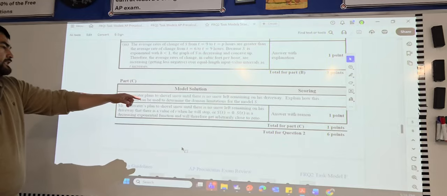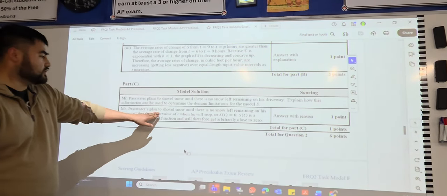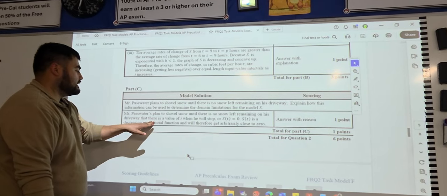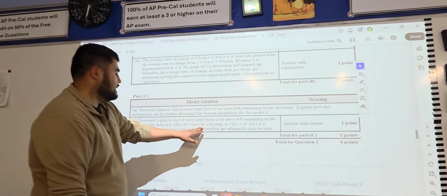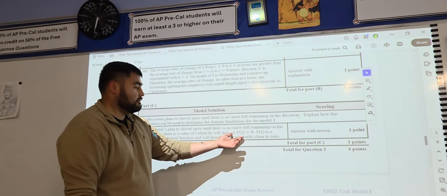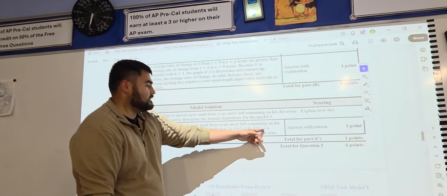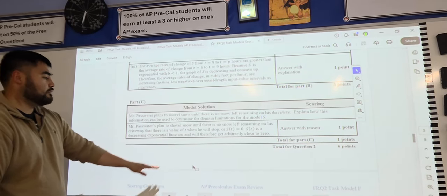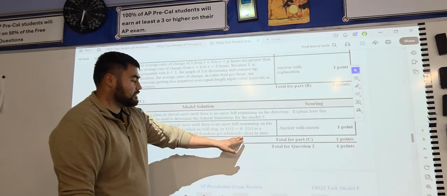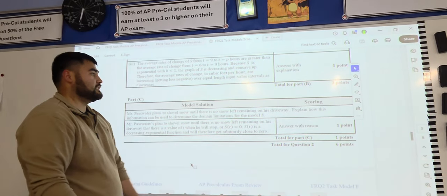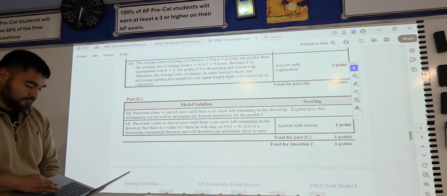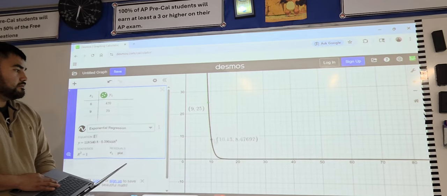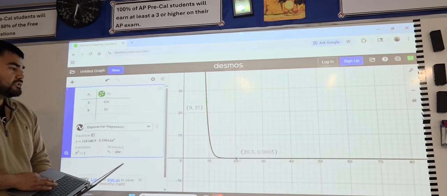The answer with reasoning to get a point says Mr. Passwater plans to shovel snow until there is no snow left remaining on his driveway. That is a value of t when he will stop, so basically when the output is 0. S of t is decreasing for the exponential function and would therefore get arbitrarily close to 0. So basically what we just analyzed, if you go back to the graph, eventually this will stop, and there's not going to be any more snow for this graph to continue.